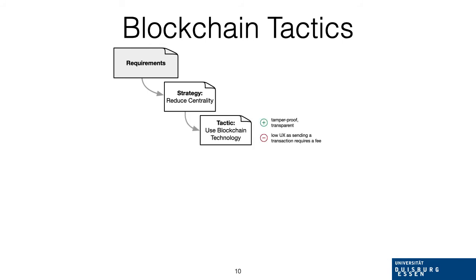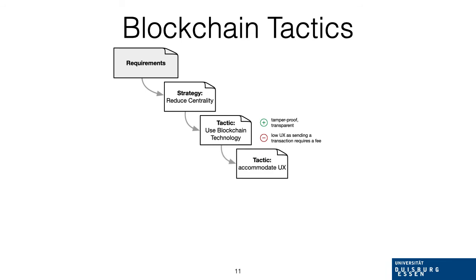And then we take a next step and take a look at the tactic that supports this strategy, and this means using blockchain technology in our case. So we immediately have here the pros and cons of that. By using the tactic blockchain technology, we have the pro of having a tamper-proof and transparent environment, but also the disadvantage of a low user experience, as sending a transaction requires a fee. So this is, for this selection of a tactic, immediately the pros and cons we have here.